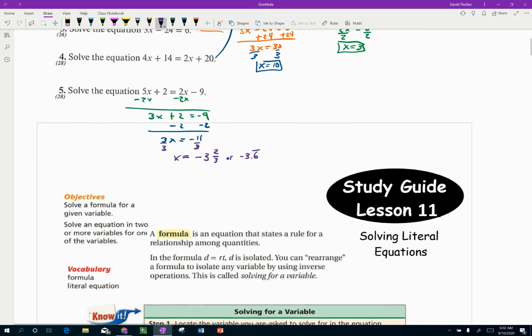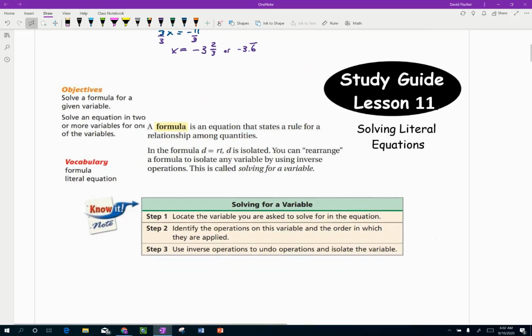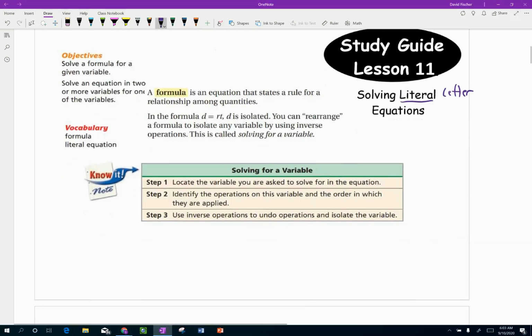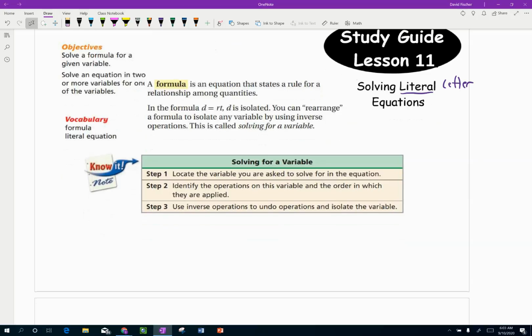All right. Don't let the word literal equations scare you. All that means is letters. In science, often we will have formulas that we use, and we're going to need to be able to manipulate these formulas so that we can make it as easy as possible for us to do repeated math problems. So here's a formula that you often use. It's called the formula distance equals rate times time. And they're going to ask us to rearrange these things to isolate one of the variables.